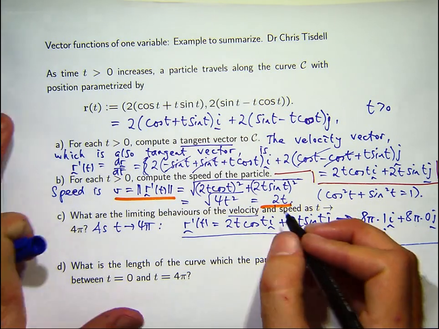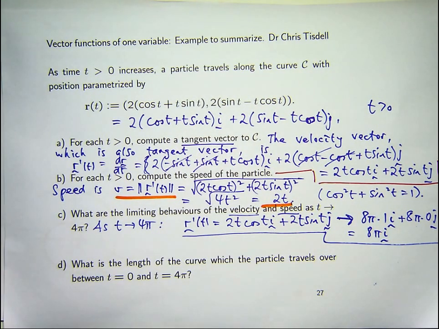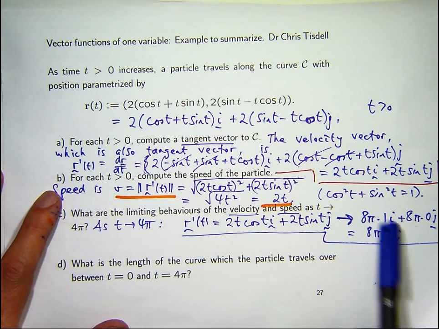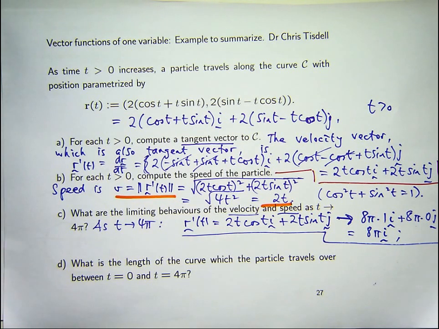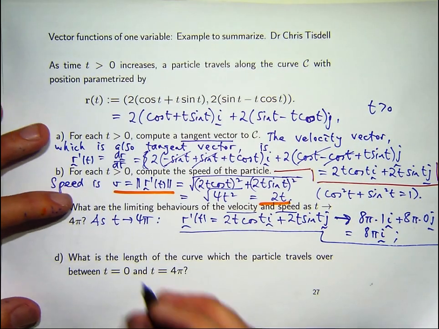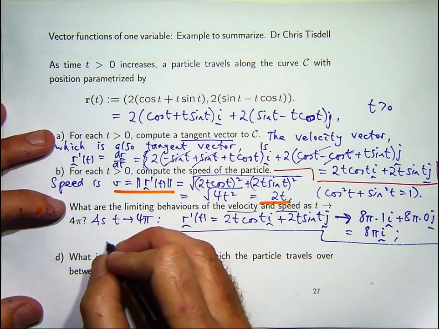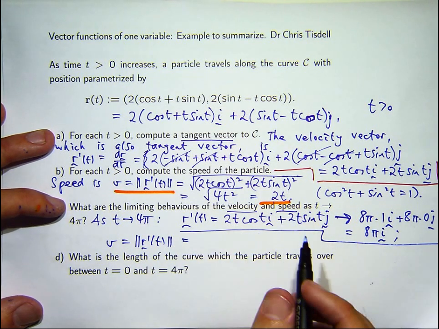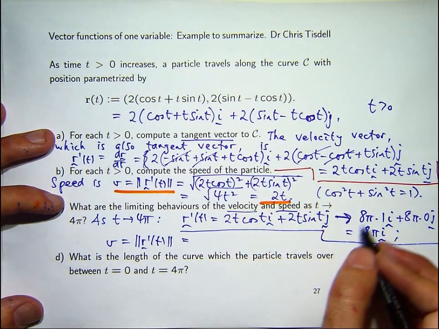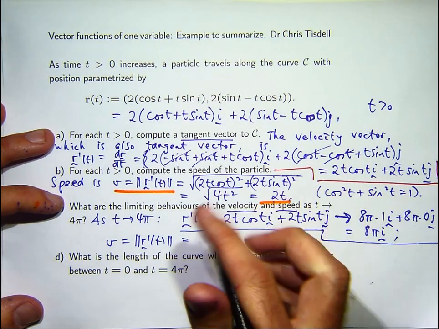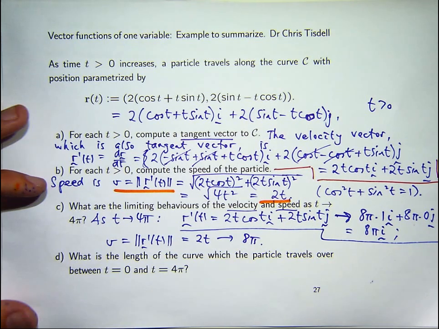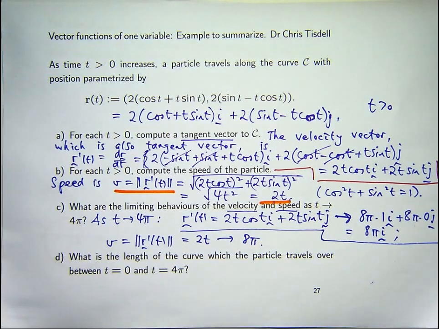Now the second part of this question asks me about the speed. Well, you can calculate the speed as t goes to 4 pi in two ways. You can either look at this vector and look at the magnitude of it, or we calculated the speed up here, it was 2t. Whichever one you want to use, I'm going to use this one, or you could use that one and just write down 8 pi. But this one is going to go to 8 pi. So our answer is a number here, right? Because we're talking about speed.